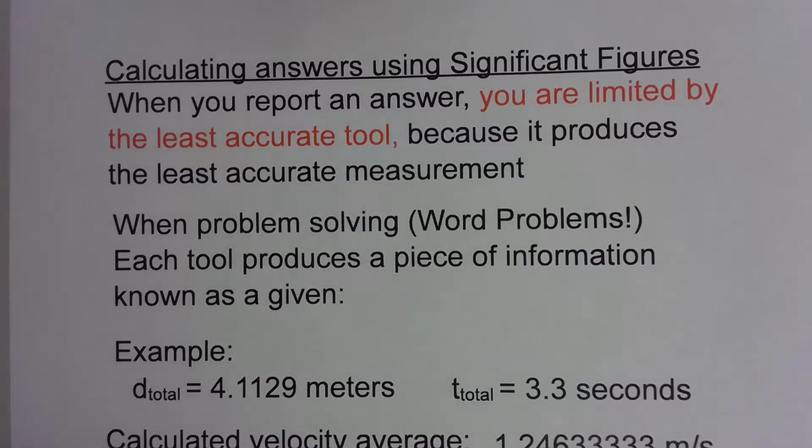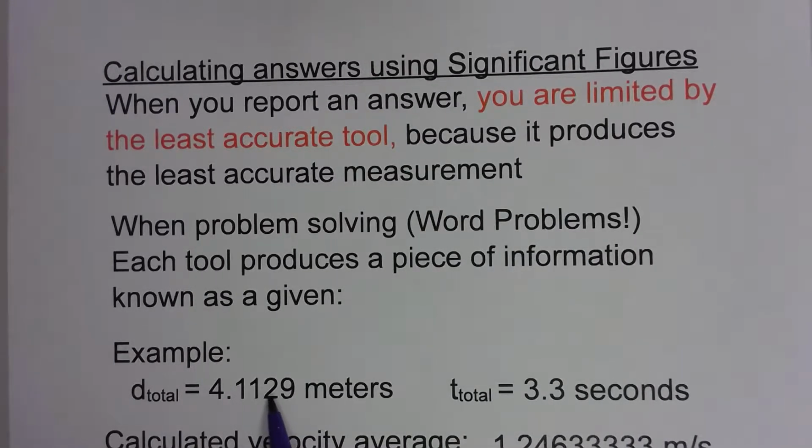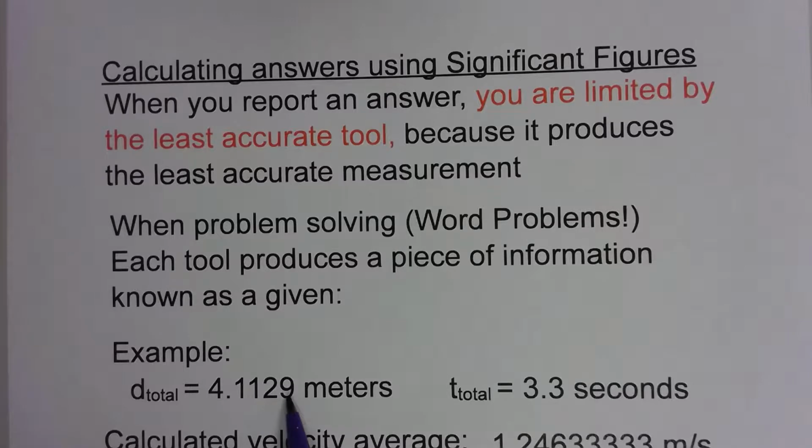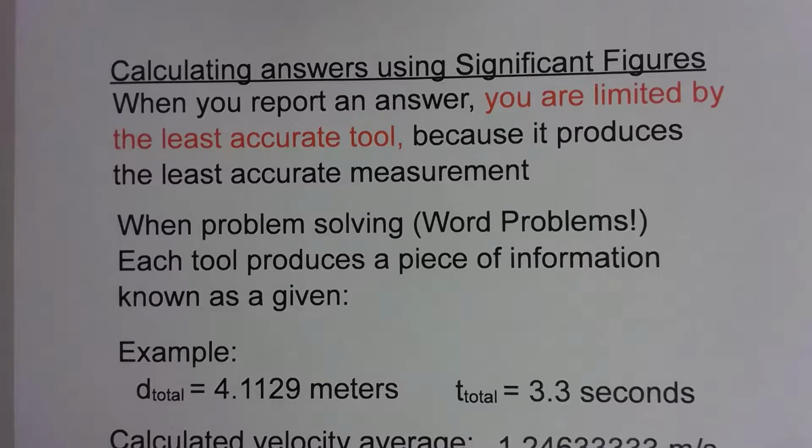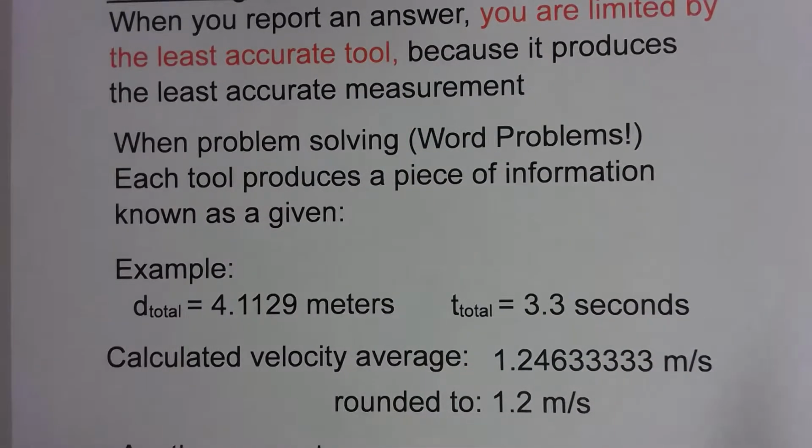4.1129 meters. Recognize that's centimeters, this is millimeters. This is actually 9/10 of a millimeter. So we're talking about a very, very fine measurement. But we only used a stopwatch to time it, so we only have 2 digits, so we've got 3.3 seconds. If you plug that into your calculator, it produces 1.2463 and so on meters per second. The key in making good measurements is recognizing what ends up happening if you have a poor one.